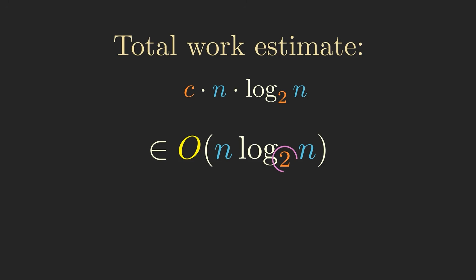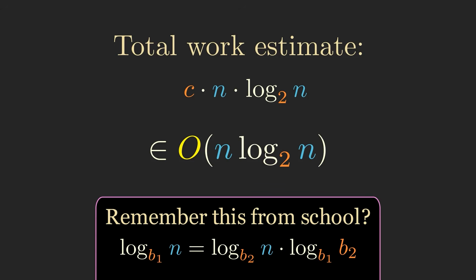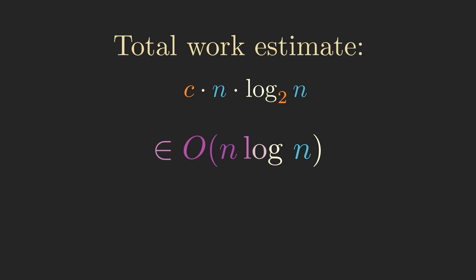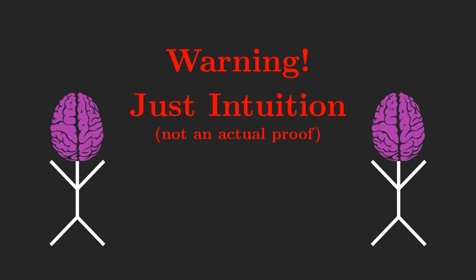By the way, the base of the logarithm doesn't really matter inside the big O notation, because logarithms of any base are all the same up to a constant factor, and constant factors can be ignored since we only care about proportionality. So the notational convention is to simply write O of n log n, where the base of the logarithm is left ambiguous.